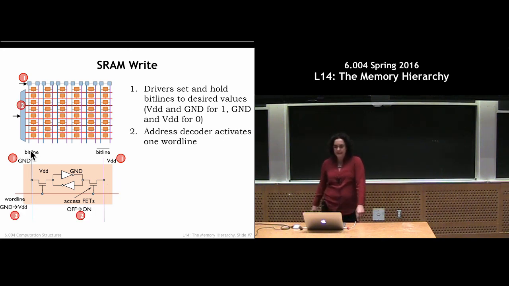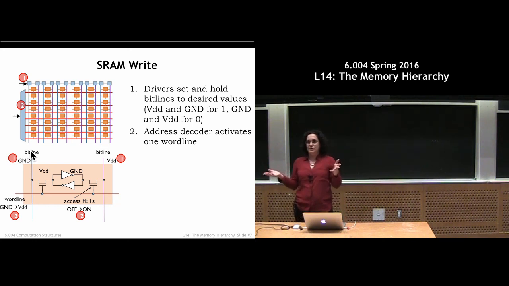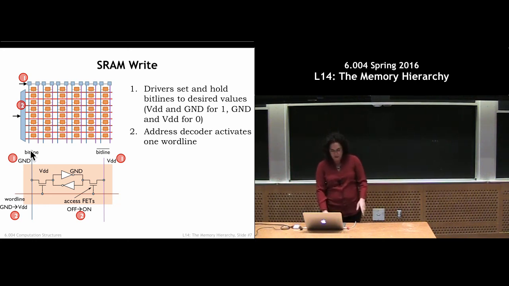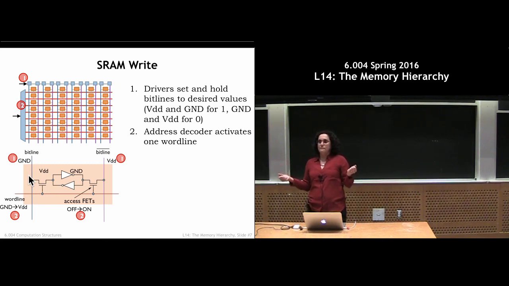Next, we use our decoder to select which word we want to write to. We've selected one of these, and we've now turned our access FETs on for the one that we selected. So once again, the cell is connected to the bit lines. Now in this case, we actually have bit lines that we're continuing to drive. It's not like the read case, where we just pre-charged them and then stopped.